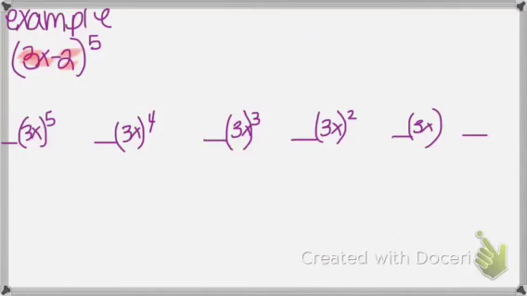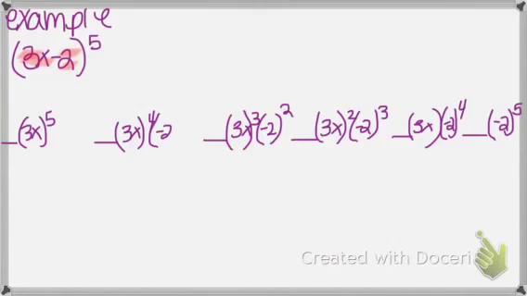Now I go backwards with my b term. My b term is negative 2. You have to include the negative. So negative 2 to the 5th, negative 2 to the 4th, negative 2 to the 3rd, negative 2 squared, negative 2 to the 1st power, and then nothing. From here, we have to fill in our blanks.